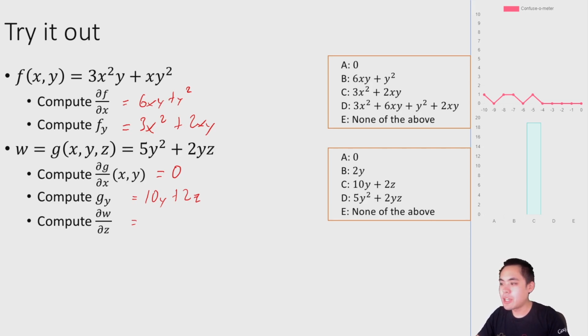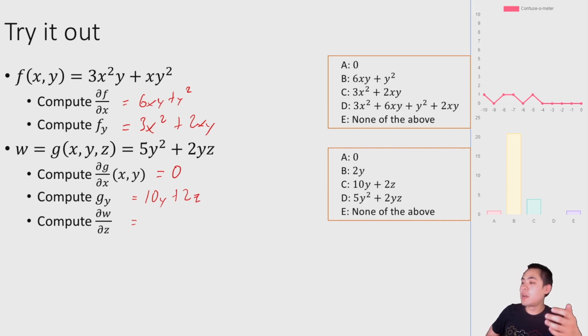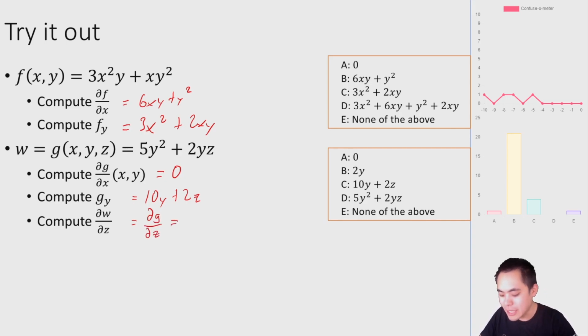Let's see. Okay, so we have a couple of different answers. So let's look through this a little bit more carefully. So remember, w is a function of x, y, and z. So it's the same as g. So this is equal to the same thing as del g by del z, which is equal to, well, 5y squared doesn't have a z component, so it just is a constant, goes to 0. And this is just equal to 2y. And so B was the correct answer here.